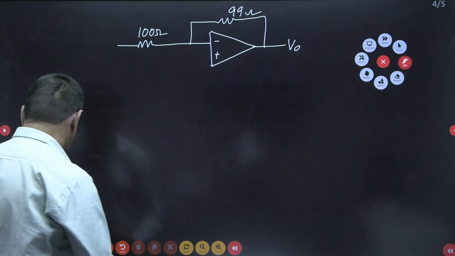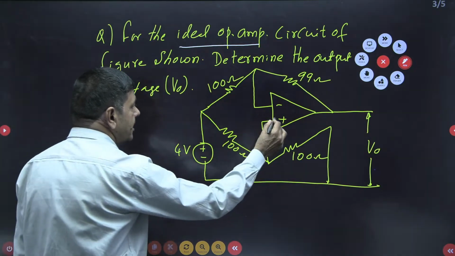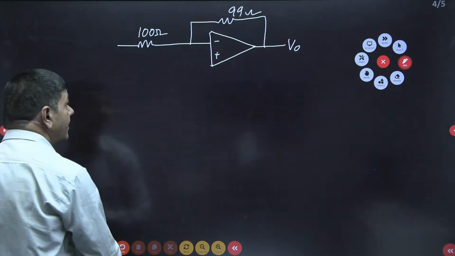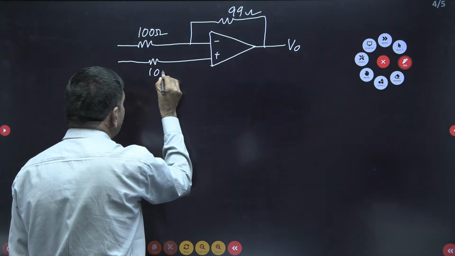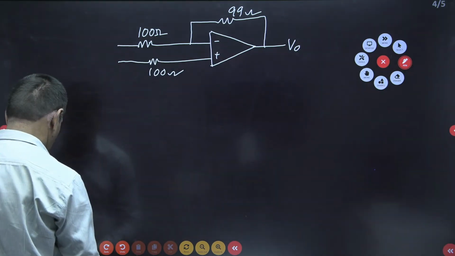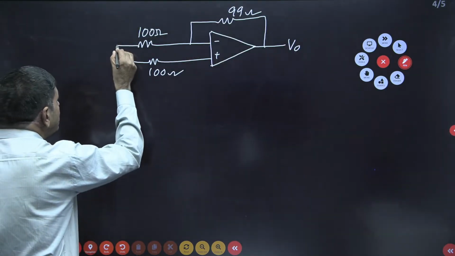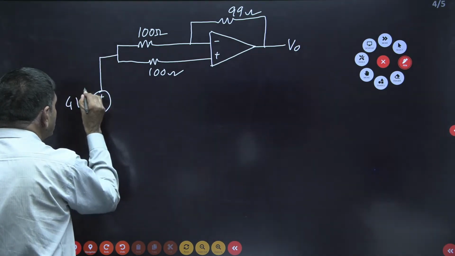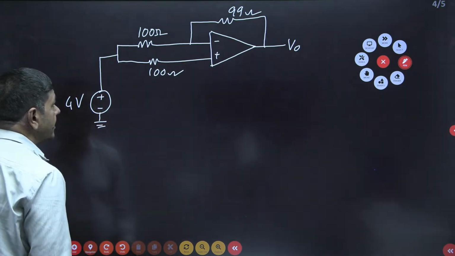But what about the positive terminal? Please check what value is given for the positive terminal. The positive terminal is connected with 100 ohms on this side. These two are connected by a 100 ohm, and the 4 volts source is connected here. That much voltage is given.